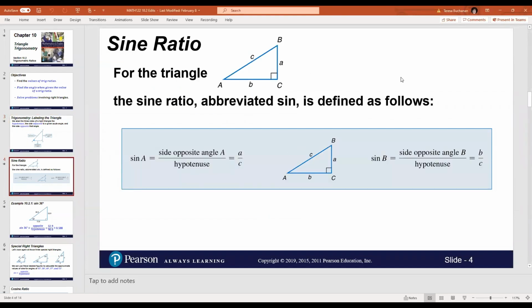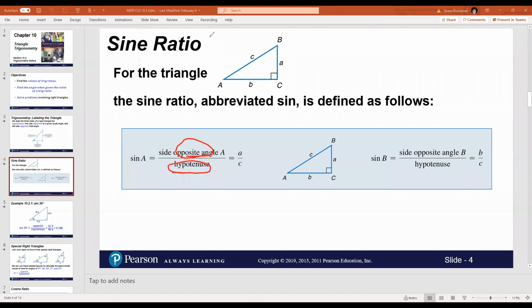So we define a particular set of relationships between side lengths in different ways. We call the first one sine, abbreviated this way. It looks like sin, but it's pronounced sine. The sine ratio is defined to be the length of the side opposite an angle compared to the length of the hypotenuse. The sine of A is the length of the opposite side divided by the length of the hypotenuse. It generates a certain number.